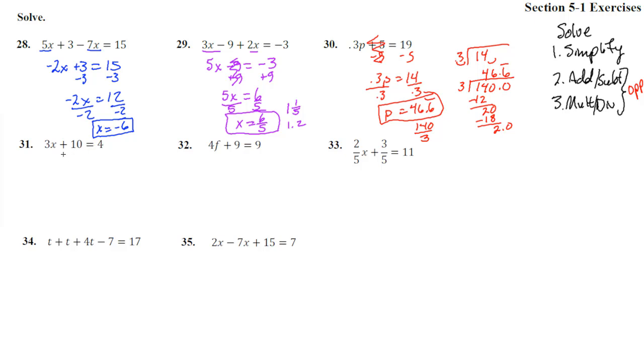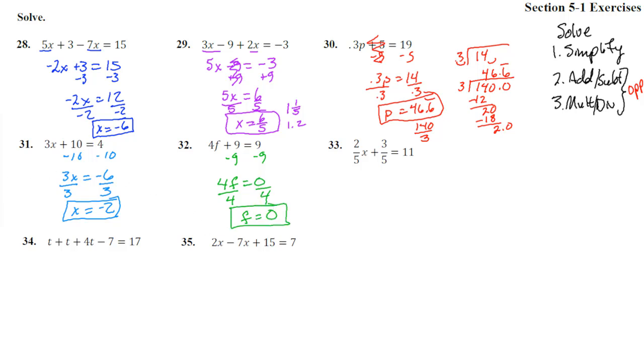3x plus 10 equals 4. Get rid of the addition, subtraction first. Minus 10, we get 3x equals 4 minus 10, which is negative 6. Now the multiplication, division: divide by 3, and we get x equals negative 2. Excellent. Number 32, 4f plus 9 equals 9. Subtract the 9, we get 4f equals 0. Divide by 4, and we get f equals 0. Zero divided by anything is 0, indeed.